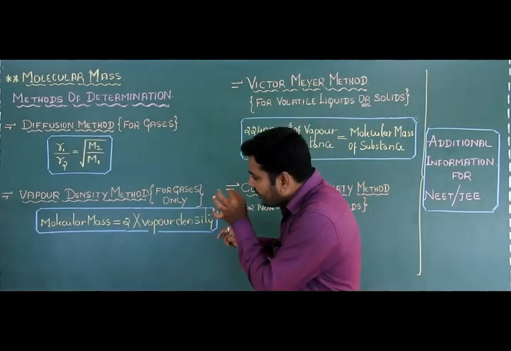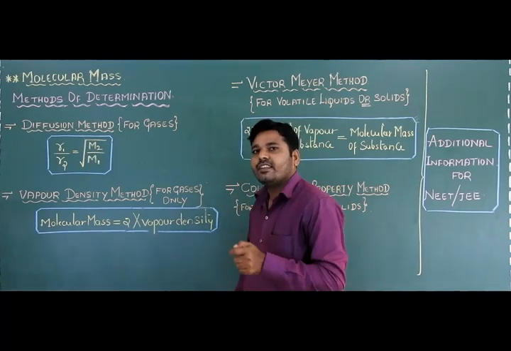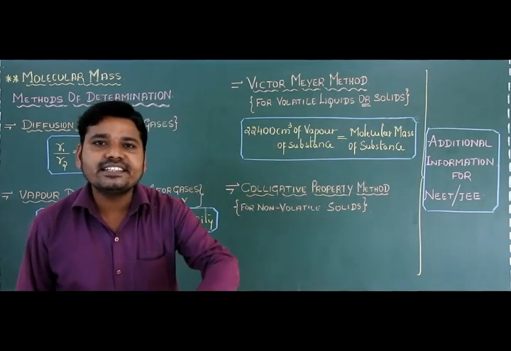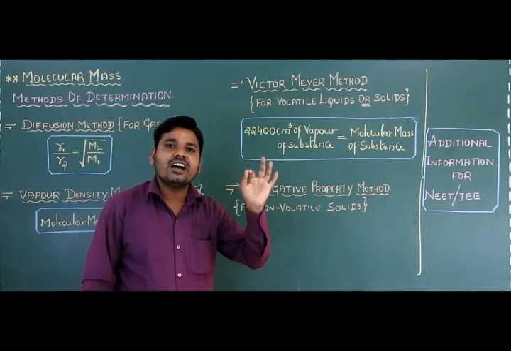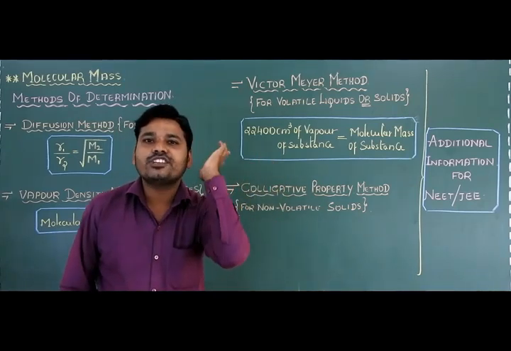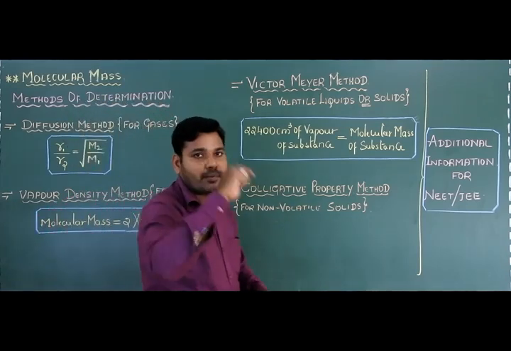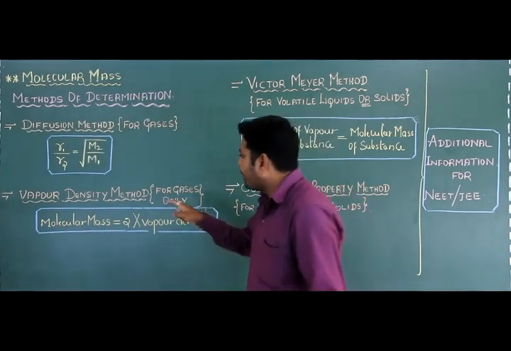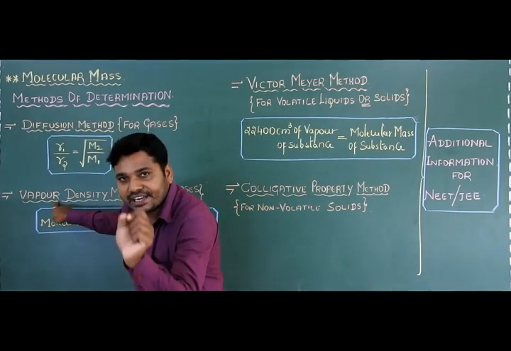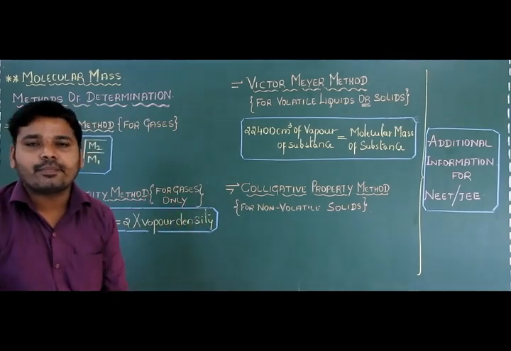And here, vapor density method. Vapor density means the density of vapor in relation to that of hydrogen. That is nothing but vapor density, students. Listen to the word vapor density carefully. So vapor density means density of vapor in relation to that of hydrogen.